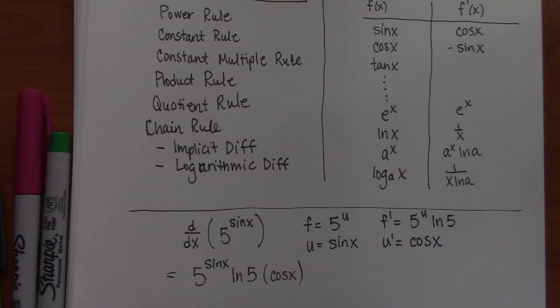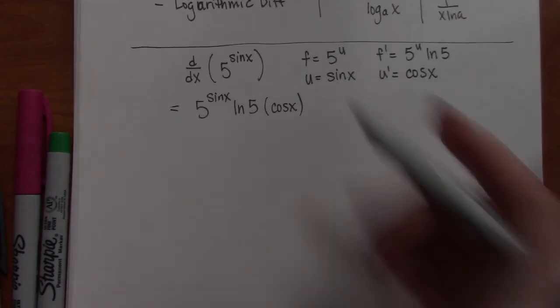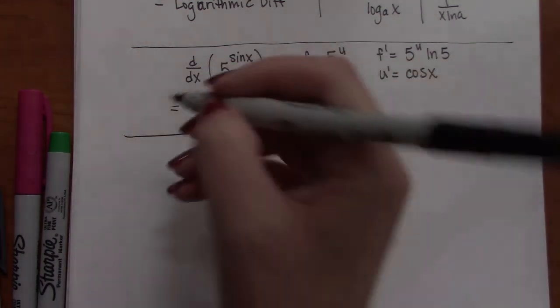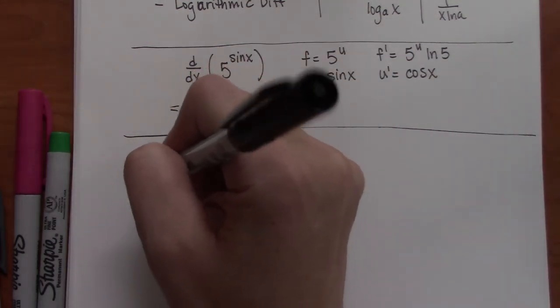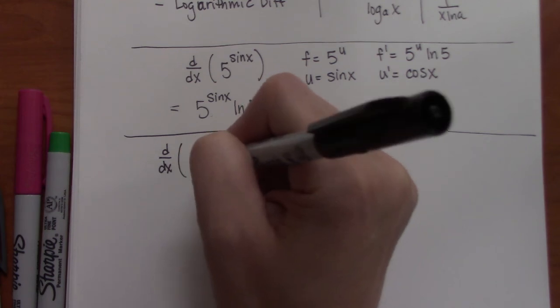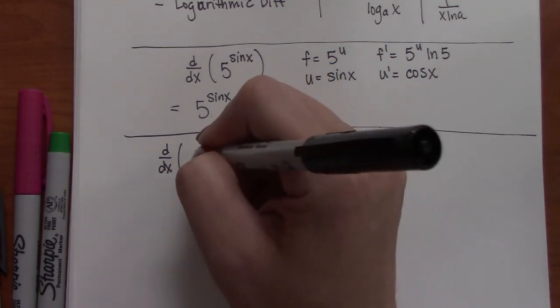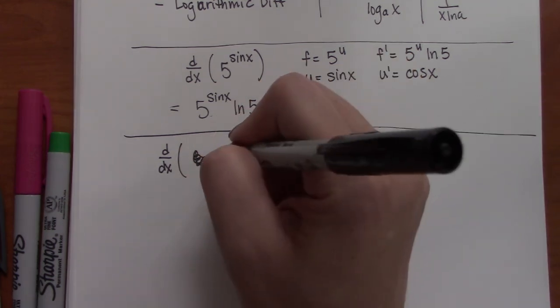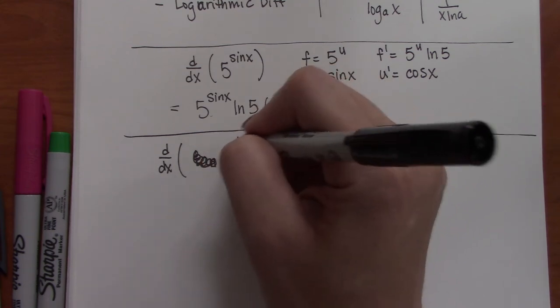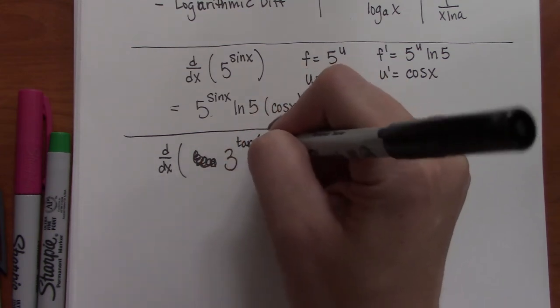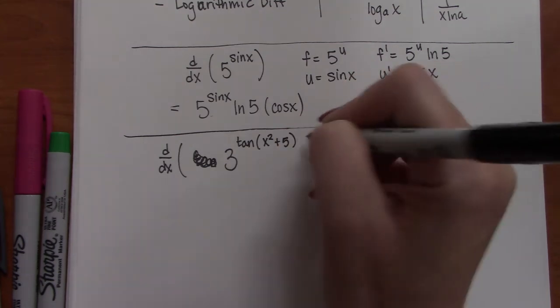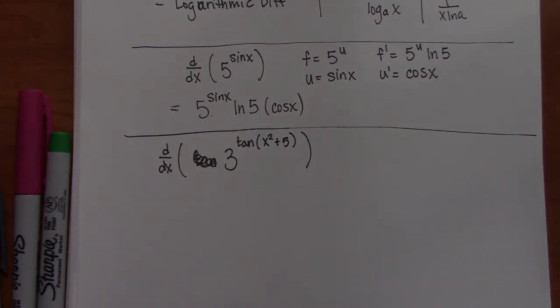Oh, can you do the other one on the page, the 3 to the tangent, that triple chain rule one? Yeah. So the other one was 3 to the tangent of x squared plus 5. Wait, what was the base? 3. Tangent of x squared plus 5.